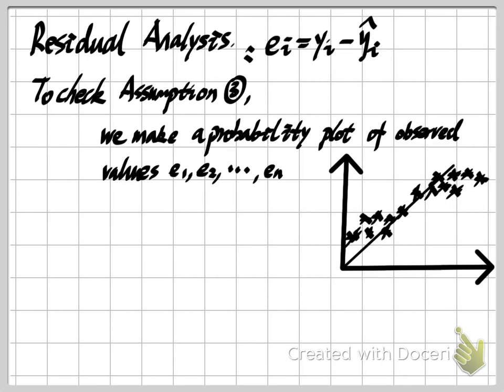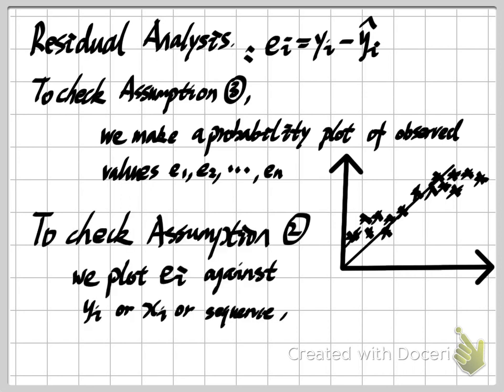And then for assumption 2, to check the mean, variance and correlation between our e_i, what we should do is also plot our e_i. Here we can plot e_i with respect to maybe y_i, or maybe x_i, or maybe just the order, like the i. And then we should look at the graph of our e_i.